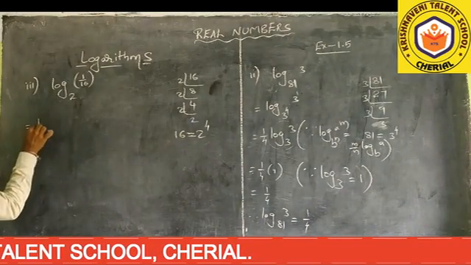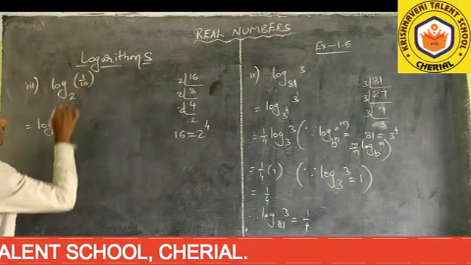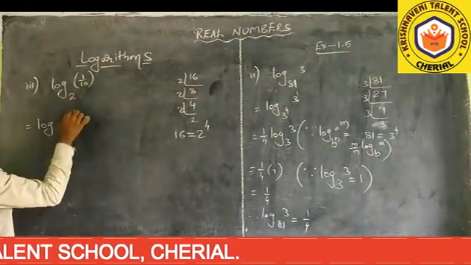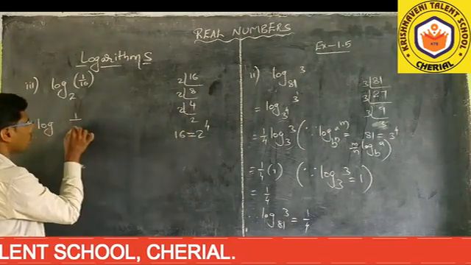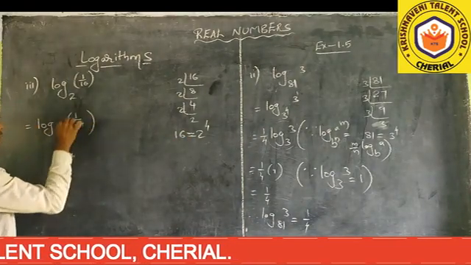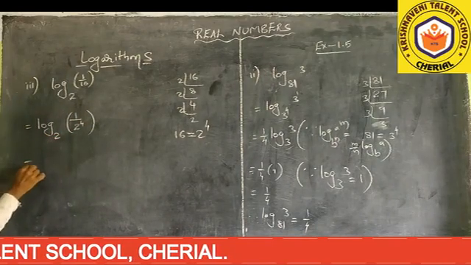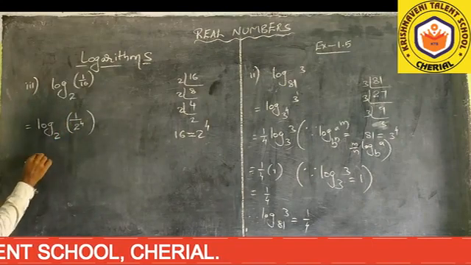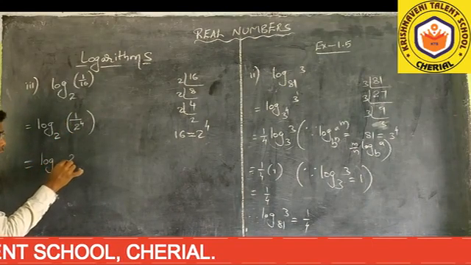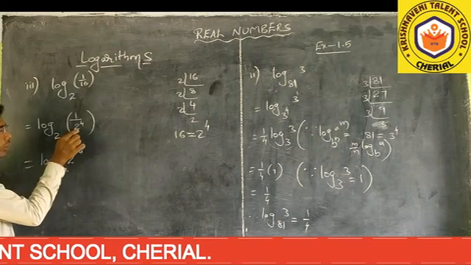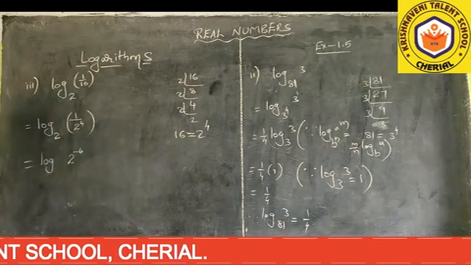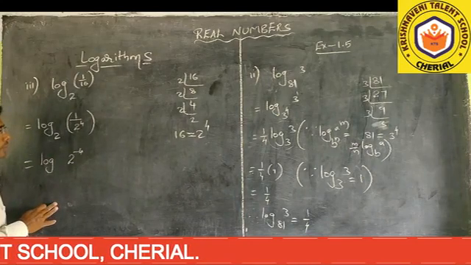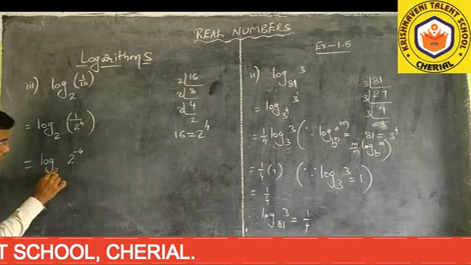Now which equals, you can write it as log 1 by 16. 16 you can write as 2 to the power of 4. So 1 by 16 you can write as 1 by 2 to the power of 4, base 2. Now 2 to the power of 4 is in the denominator. If you send it to the numerator, the power sign will change: 1 by a to the power of n equals a to the power of minus n. So that equals log 2 to the power of minus 4, the base is 2.